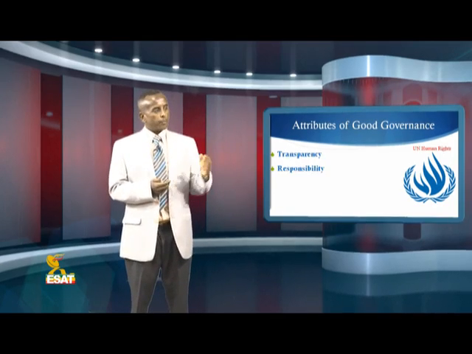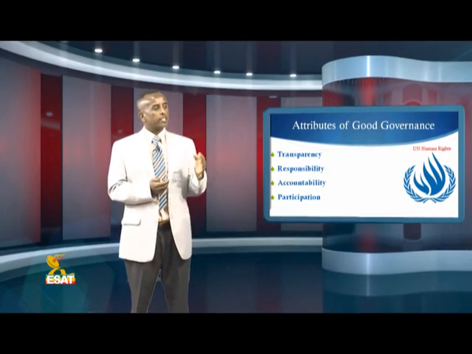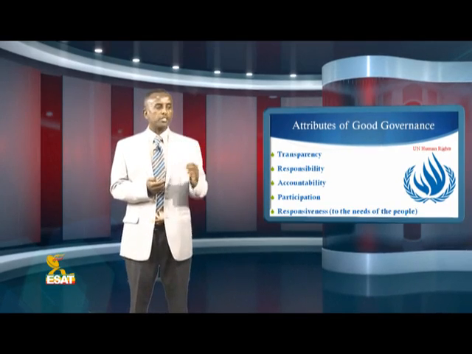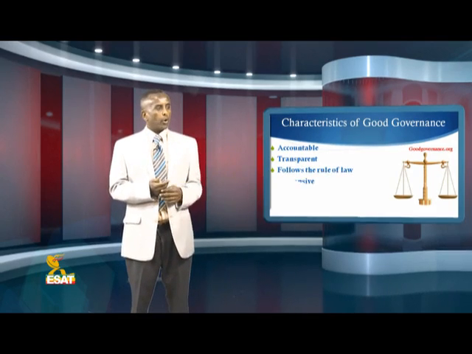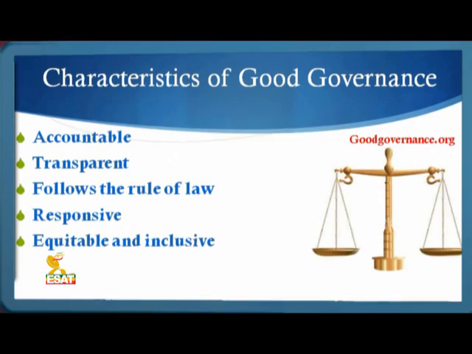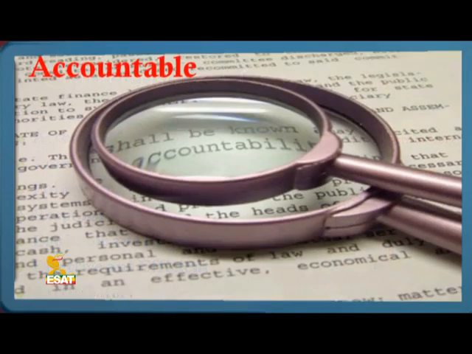United Nations human rights provided the following attributes of good governance: transparency, responsibility, accountability, participation, and responsiveness to the needs of the people. According to goodgovernance.org, the following are characteristics of good governance: accountable, transparent, following the rule of law, responsive, equitable and inclusive, effective and efficient, participatory. Let's see each one of them. Accountable.